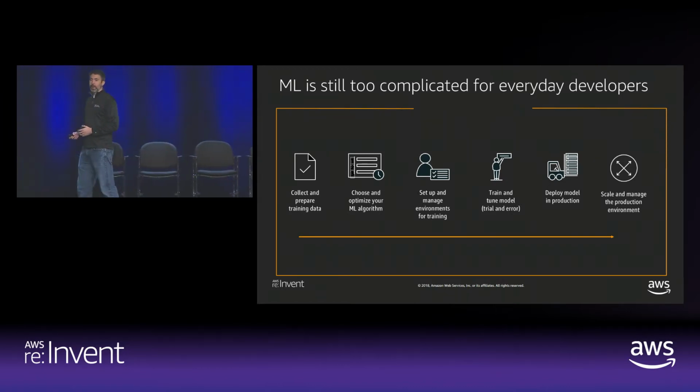And then even after you've trained the model, your job's not done. You typically hand it off to another team. Maybe a team of scientists is training the model. They're going to hand it off to a DevOps team that's going to go deploy that model into production.